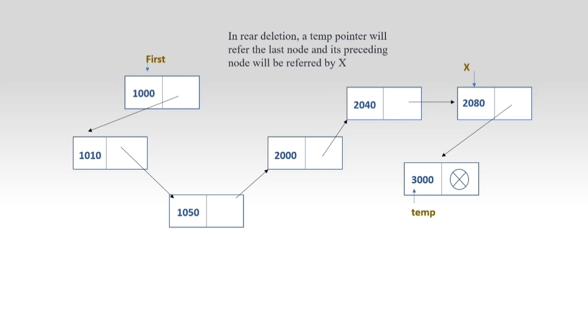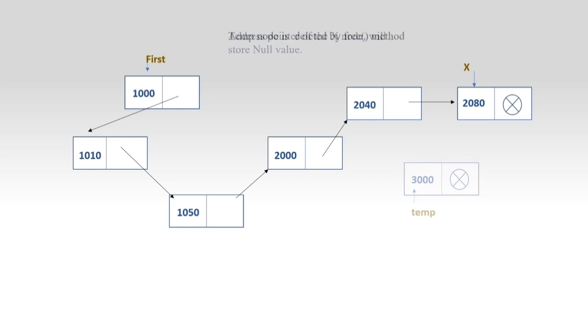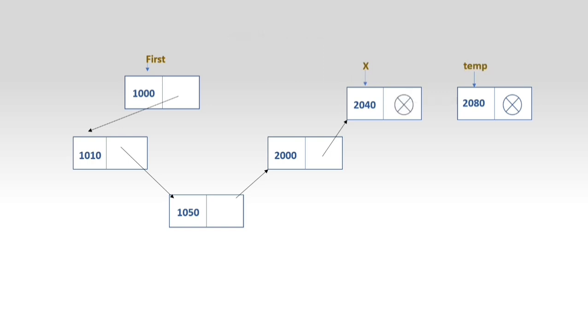Now what will happen: the x will stop referring to the next node, temp, such that now temp is not being referenced by any node, and then we use the free method to delete temp. This is how rear deletion is done. Similarly, in the next example, we will delete 2080 in the same method. First x will stop referring to the temp, and then temp is removed using the free method.